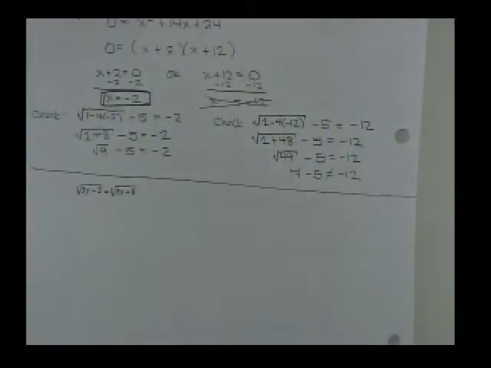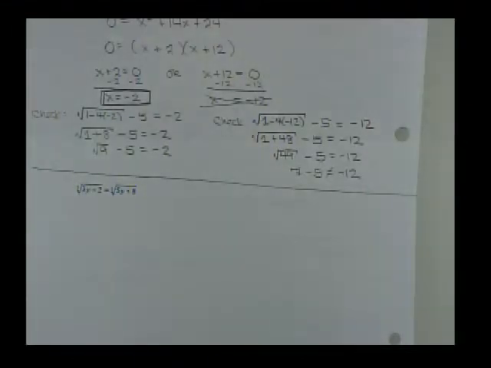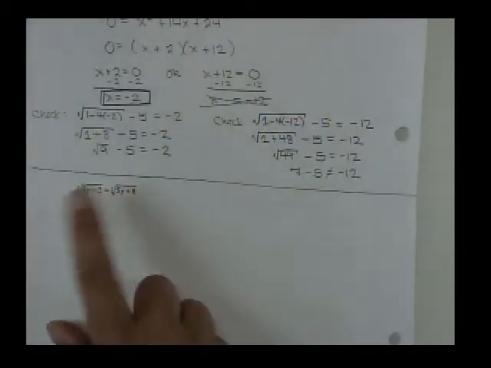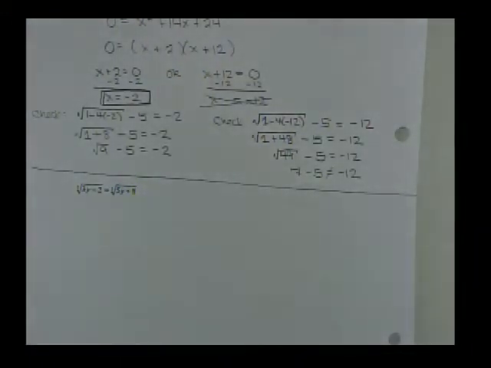Now, it wouldn't happen with cube roots, because remember, with cube roots you can have negative answers. So it's not as important to check when you have cube roots or fifth roots as if you had square roots or fourth roots, but it's a good idea to always check.